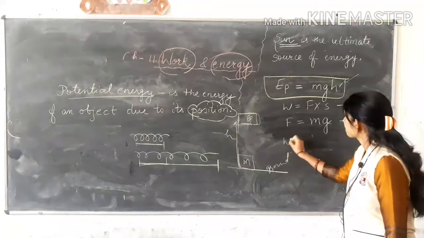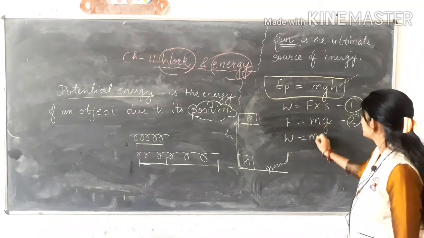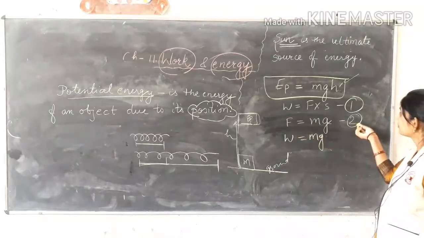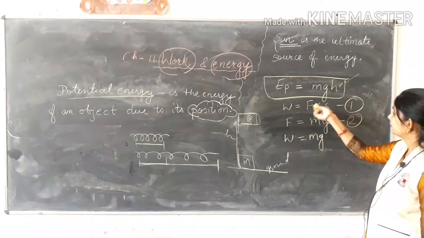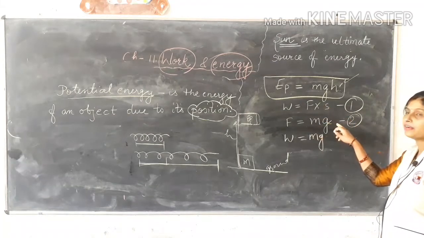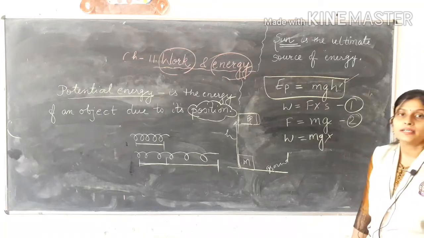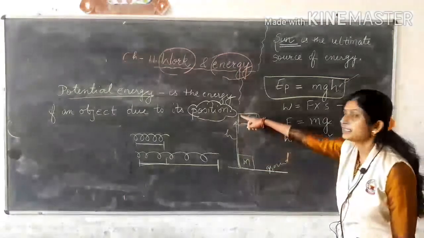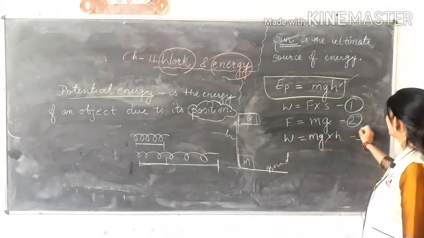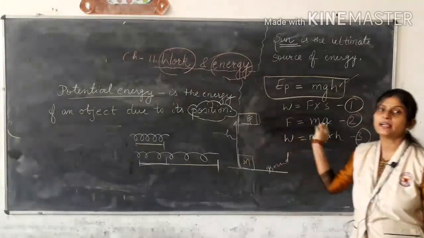Now, in place of F, we can write mg from step 2. So put the value of F from step 2 in step 1. So W is equal to F, in place of F we have written mg, into S. What is the displacement here? Displacement is h. So W is equal to mgh. So what is the work done on this object? That is mgh.